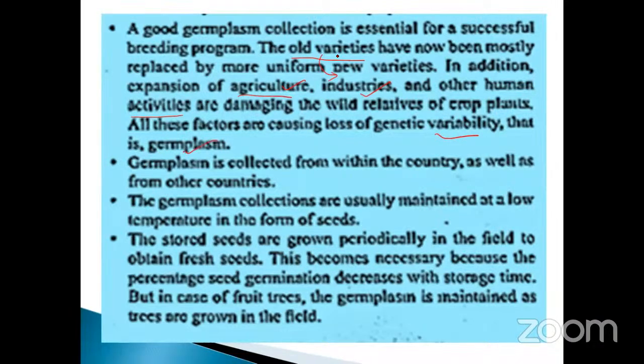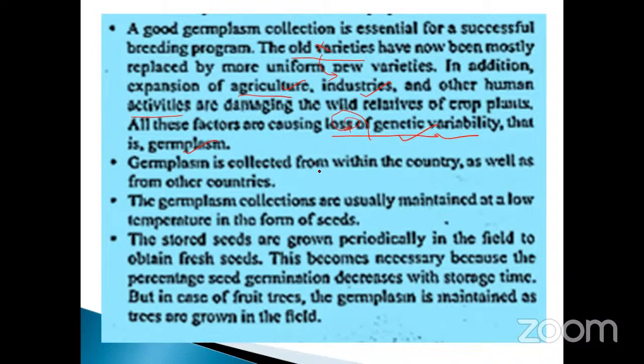Suppose the old variety is there. The old variety is also replaced by the new variety. So the old variety is completely, what happened? This is called loss of genetic variability. The old one is deleted, isn't it? But new one means, what does that mean? We discovered new varieties. The old one is completely genetically lost. That is very right.